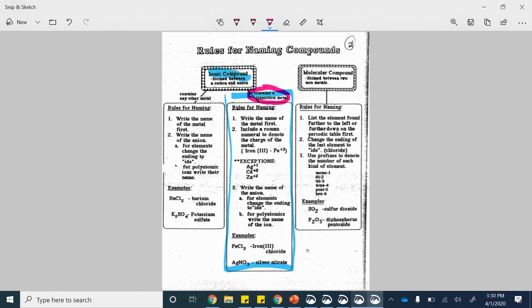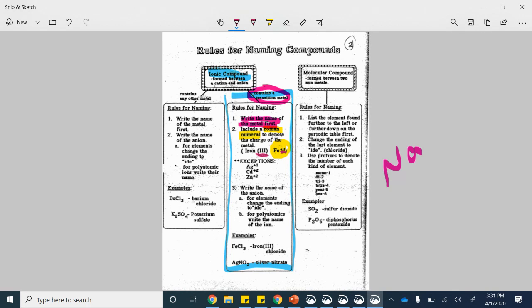So let's get back to those rules. For the first part, we are going to write the name of the metal. Just like before, if we had sodium, Na, you would just say sodium. But then the next part is a little bit different. It says include a Roman numeral to denote the charge of the metal. In this example, the specific iron we're talking about has a 3+ charge, so the Roman numeral we're going to use is Roman numeral 3. The Roman numeral 3 is identifying that specific transition metal's charge.